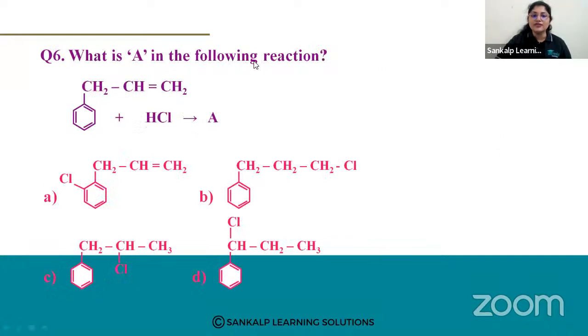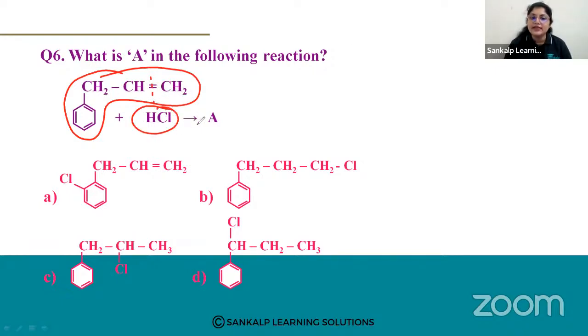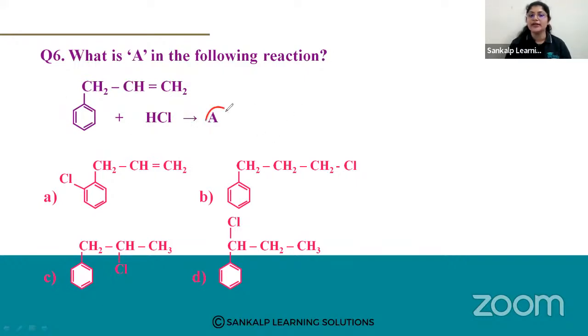What is A in the following reaction? They have given a reaction and you have to tell what is A. Can you tell? This is an unsymmetrical alkene. Yes, across this double bond, the number of carbon atoms is not the same. So it is an unsymmetrical alkene, and this is an alkyl halide. Is there anything written on the arrow? No. So you can follow the Markovnikov rule. You can apply your Markovnikov rule and tell me what is A here.